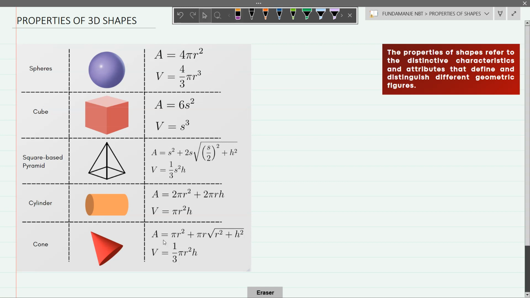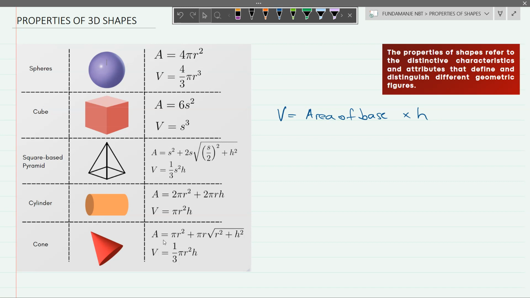And naturally we tend to say that the volume of a 3D object is the area of the base multiplied by the height, or the perpendicular height. But in this case, if it is a sphere, we don't really have a base for a sphere, so it has its own separate formulas.